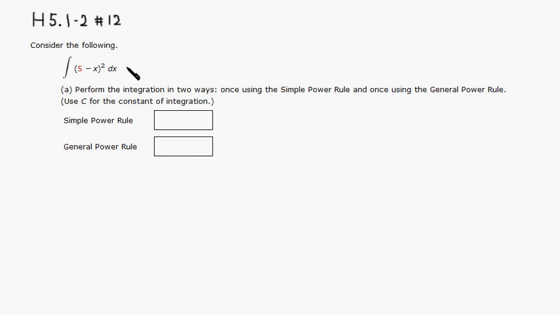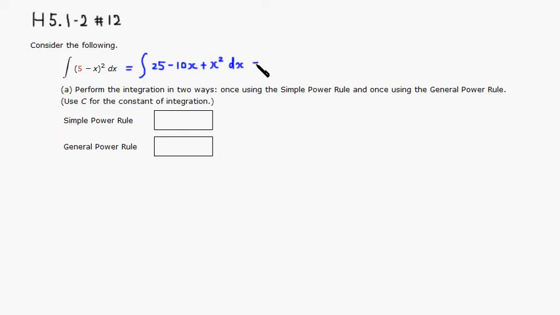So this is going to be equal to the integral of 5 squared, which is 25, and minus 2 times 5 times x, so 10x. Then negative x squared, so it's going to be plus x squared. So just multiply that out. Then we want to evaluate that. I'm going to go ahead and do it here.